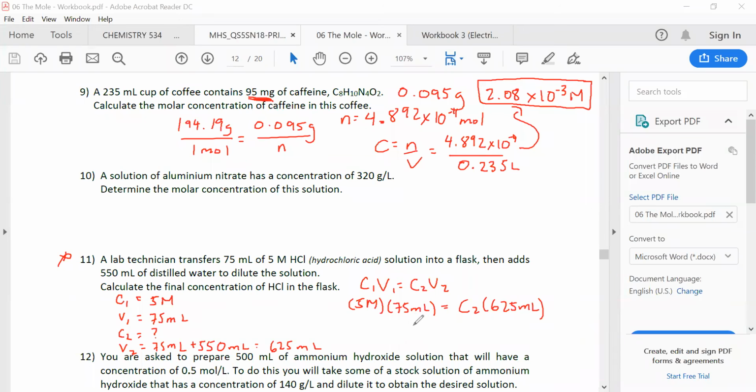And when you go to divide both sides by 625, you end up with a second concentration that's much more diluted of 0.6 molar.